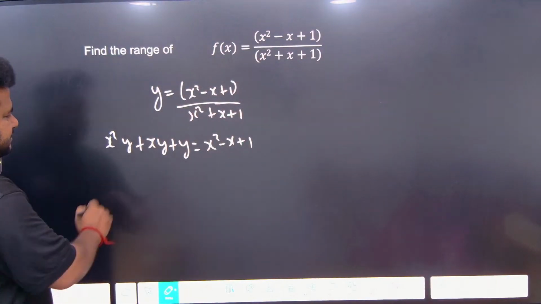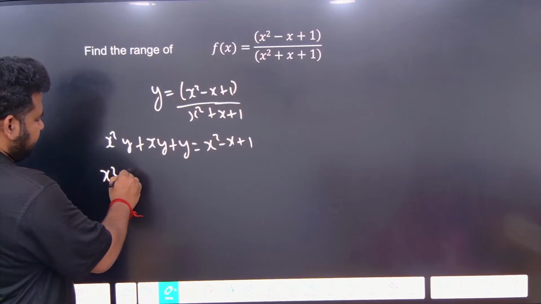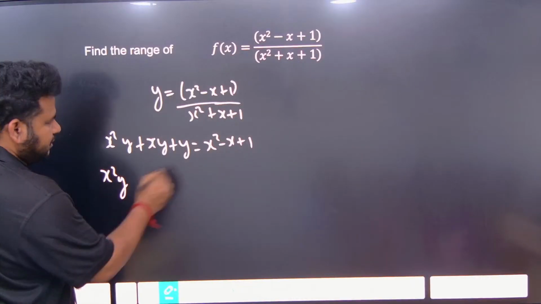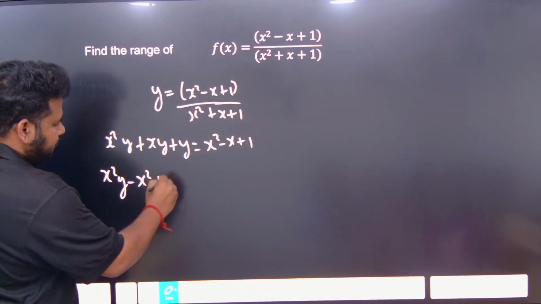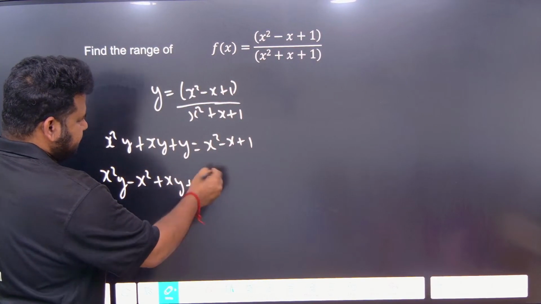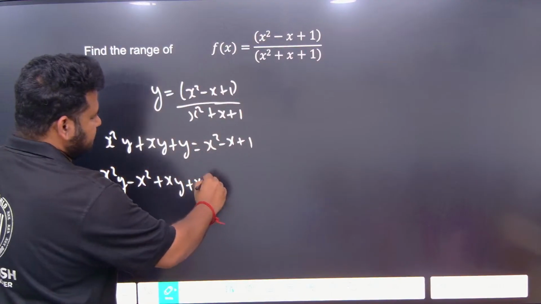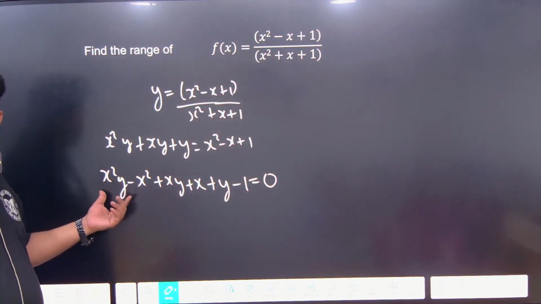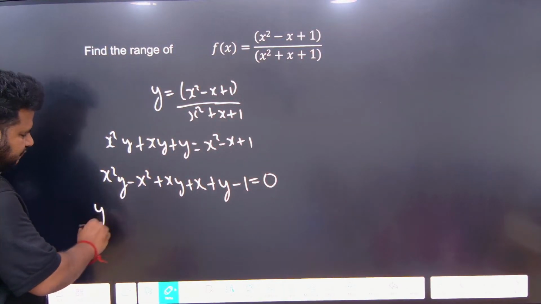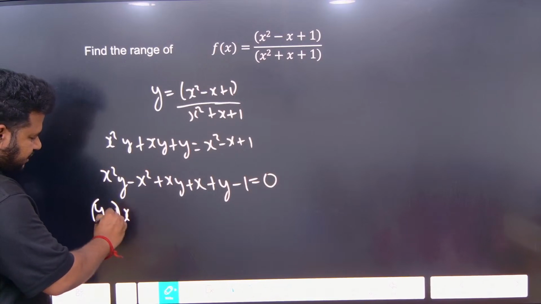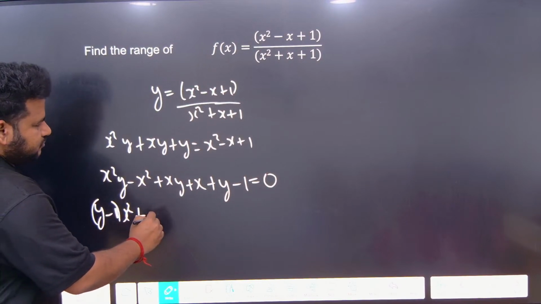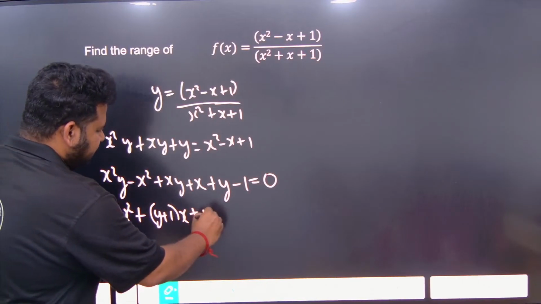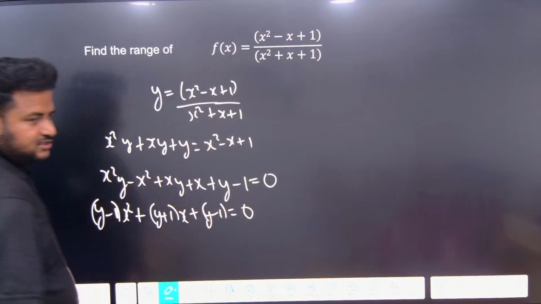Now we bring x square to this side, so we get x square y minus x square plus xy plus x plus y minus 1 is equal to 0. Now x square I can take common, so this becomes (y minus 1) x square plus (y plus 1) x plus (y minus 1) is equal to 0. This is what we have.